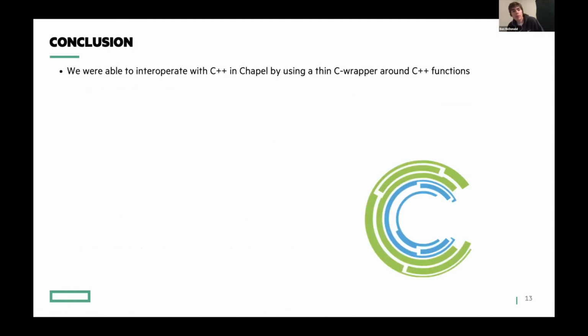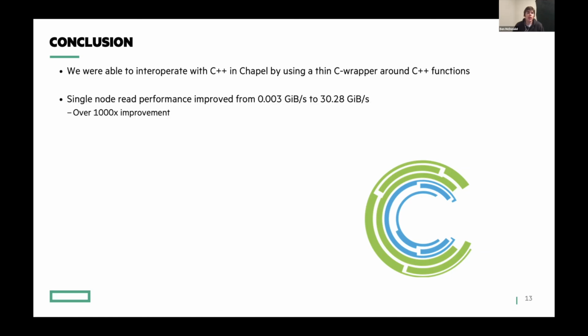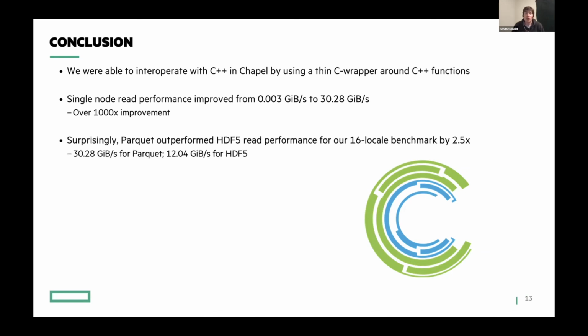To wrap up the talk and get into the conclusion, we were able to interoperate with C++ and Chapel by using a thin C wrapper around our C++ functions and utilizing Chapel's C interoperability to call into C. Also, our single node read performance improved from 0.003 gigabytes per second in the initial C++ implementation to a little over 30 gigabytes per second. So we saw over 1,000x improvement there. And we were also quite surprised to see that Parquet outperformed HDF5's read performance for our 16 locale benchmark by 2.5x.